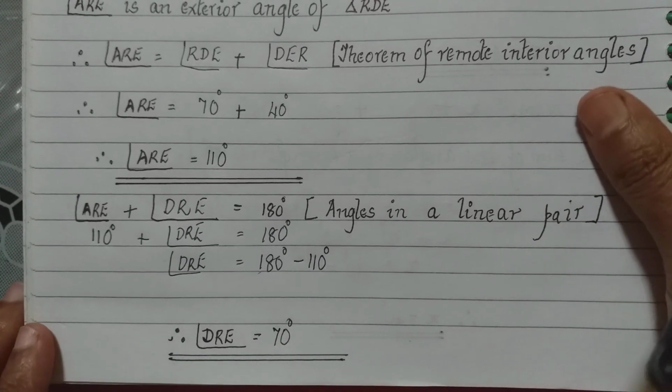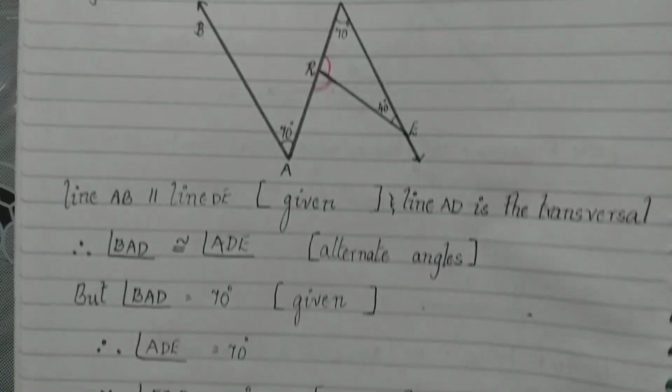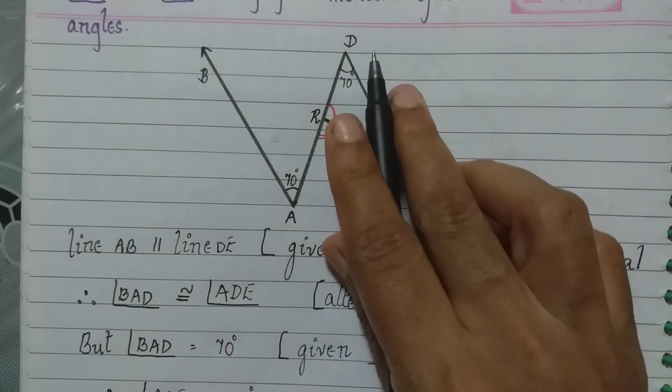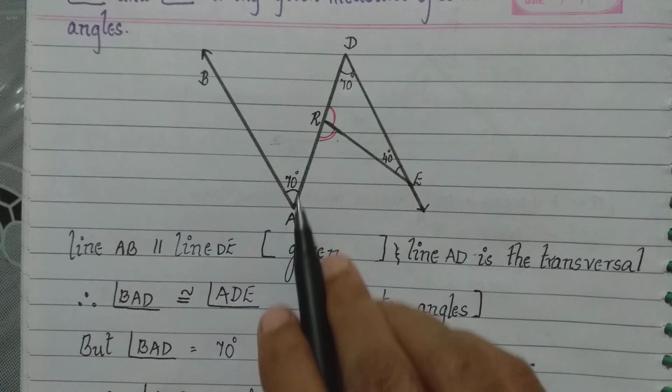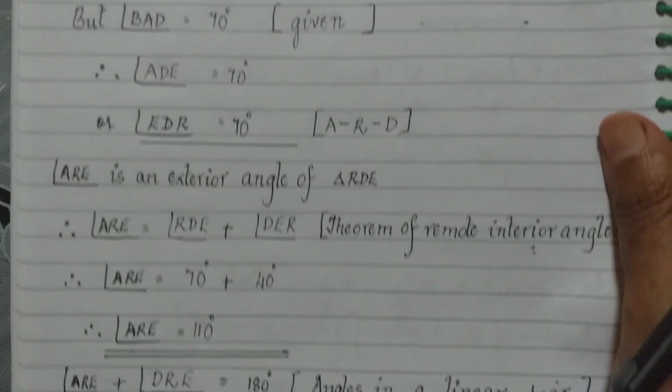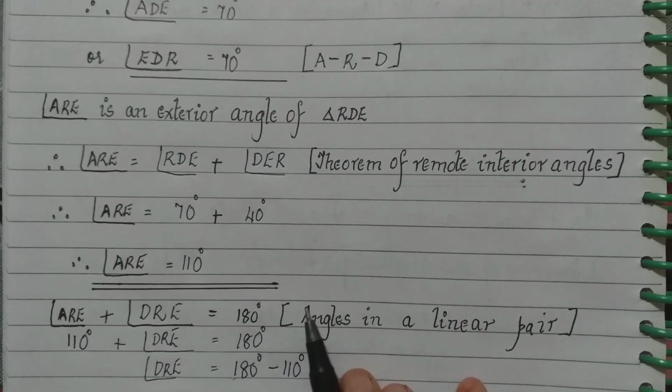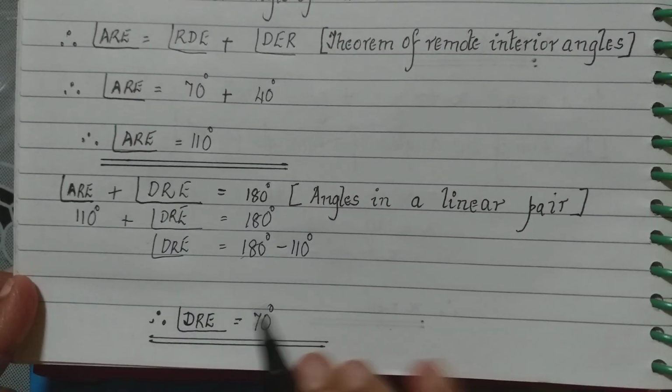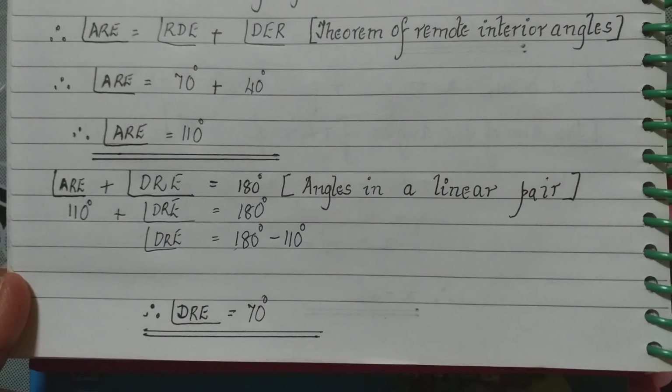So did we have to find out angle DRE? Let us look at the figure. Yes, angle DRE. We had to find angle ARE and angle DRE. ARE we found out earlier was 110 degrees and angle DRE, the measure is 70 degrees.